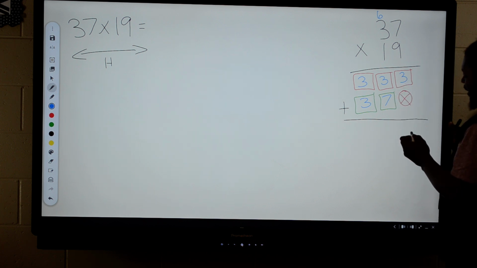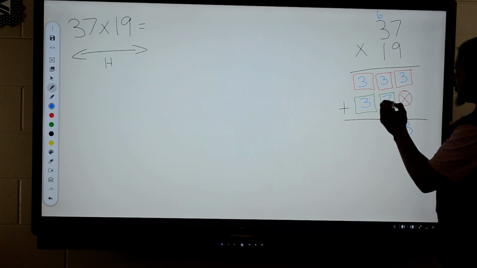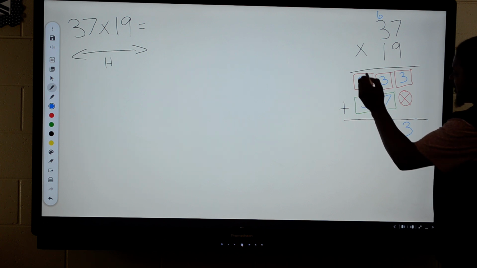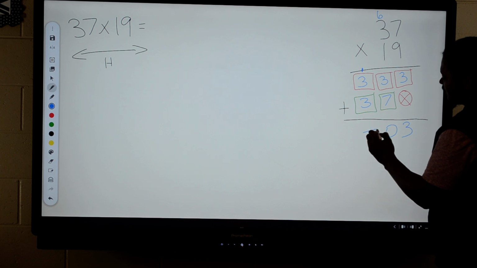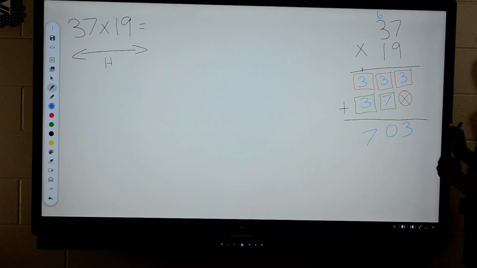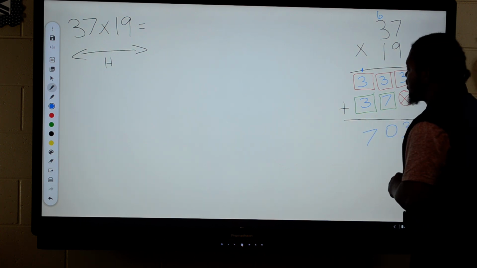So we have 3 plus nothing, 3. Then 3 plus 7, which is 10, and we have to carry our 1. 3 plus 3 is 6, plus 1 leaves us with 7. So we have 703. So that's what this expression is equal to.